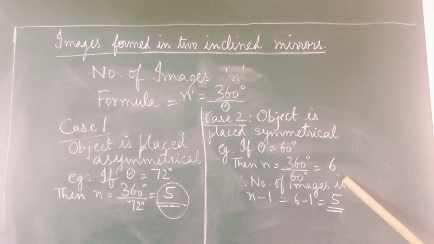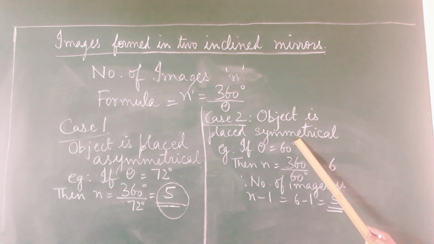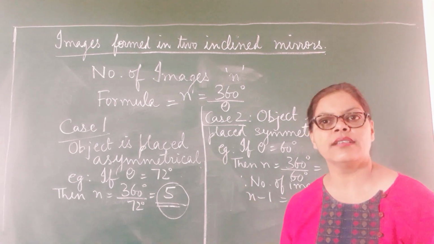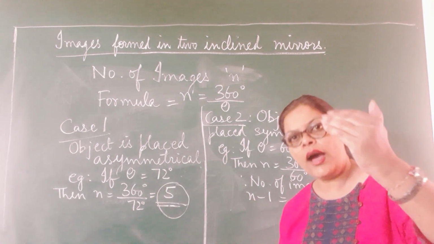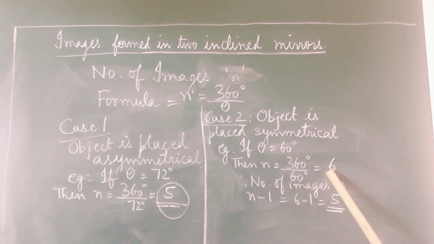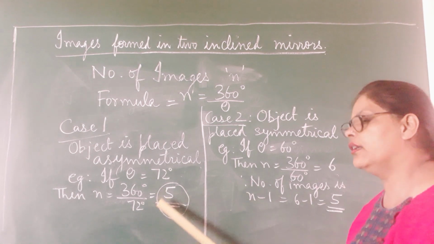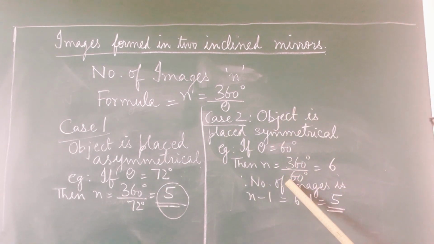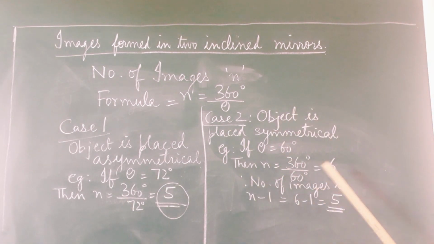Now when such a case comes, where the number of images formed is even, it means that the object is placed symmetrically between the two mirrors. And therefore we do not consider that as our number of images, but we do one extra step, and that is number of images formed is equal to n minus 1 always. Remember children that when we get the answer as odd, that is the final answer for number of images formed. But when we get the number of images formed to be even, we use one more step for it, and that is n minus 1, that is equal to 6 minus 1, and 5 is the answer for the number of images formed.